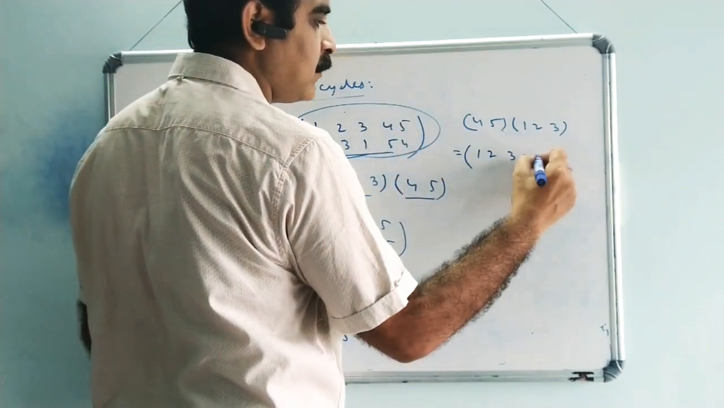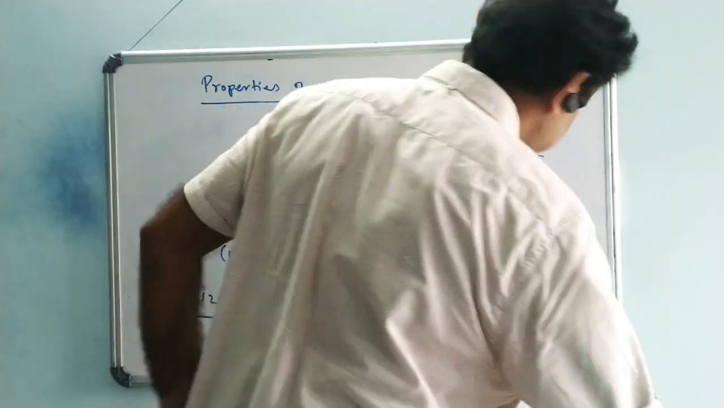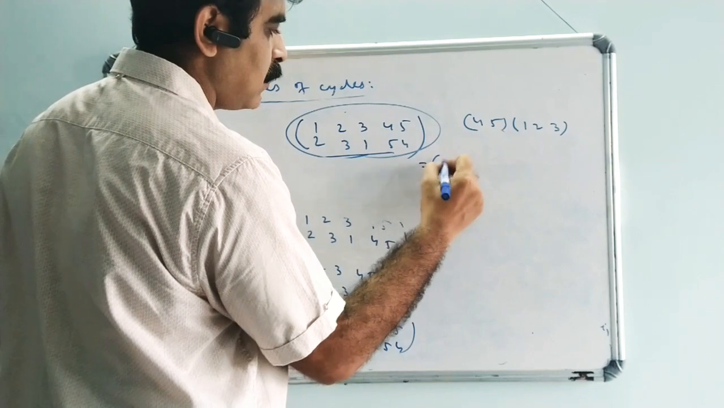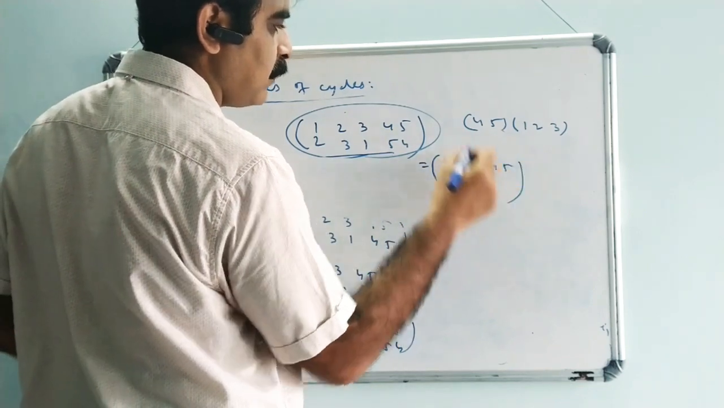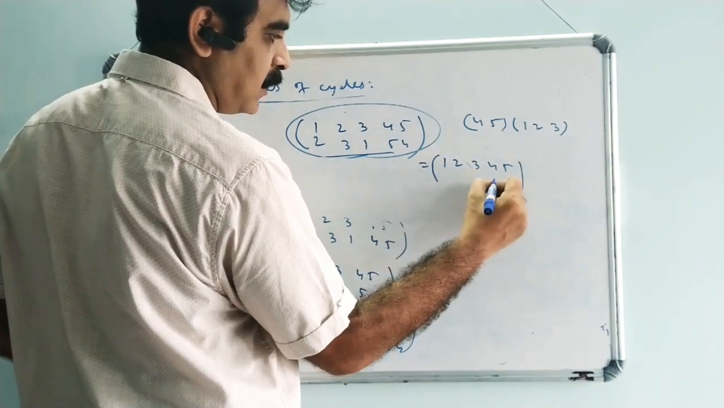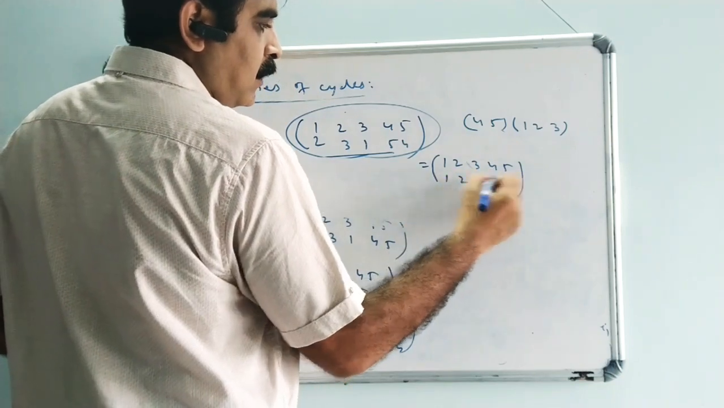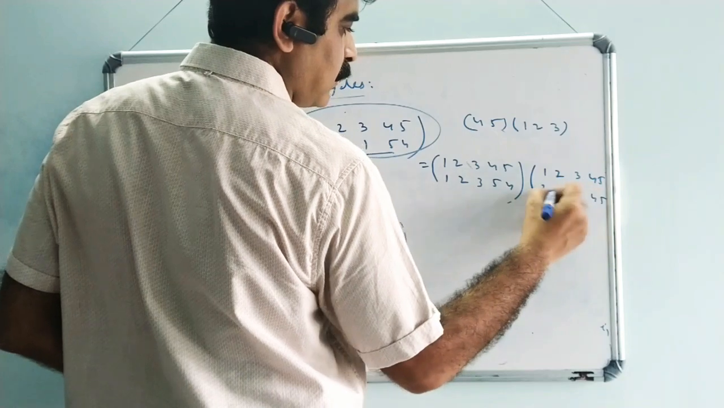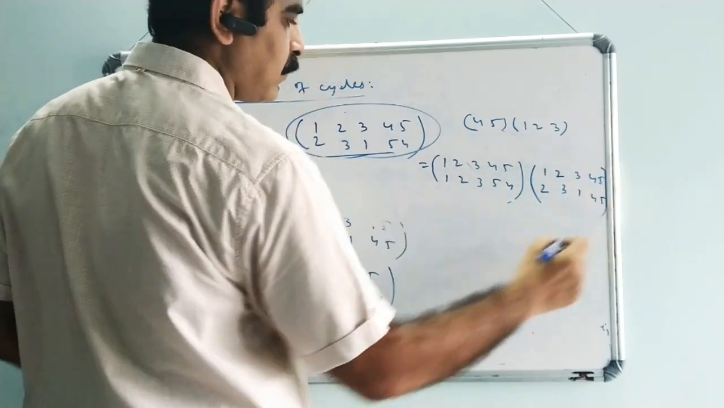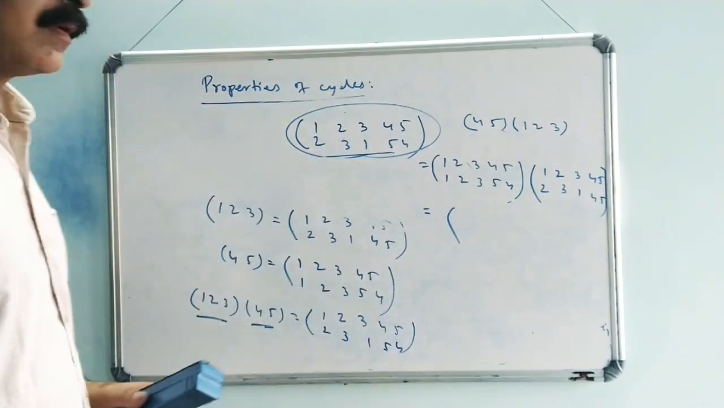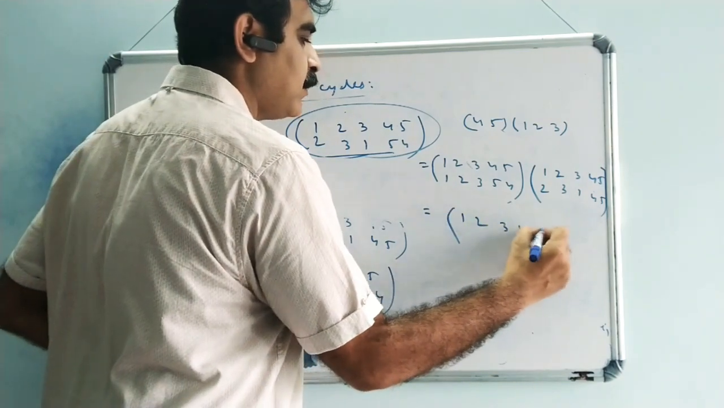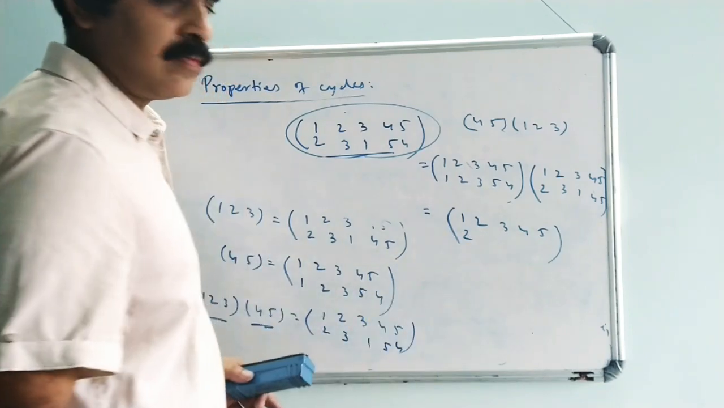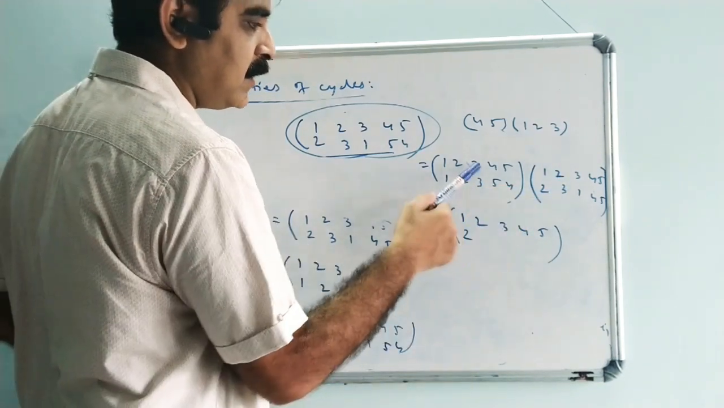This is 1, 2, 3, 4, 5. I just need some more place here. 1, 2, 3, 4, 5. That is, the permutation is this: 2, 3, 1. Okay. Now this is 1, 2, 3, 4, 5. The image of 1 is 2. The image of 2 is 3.